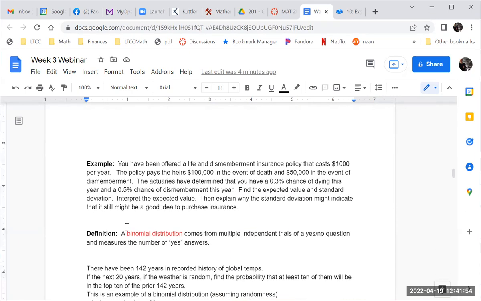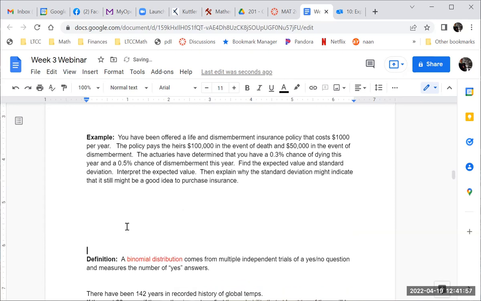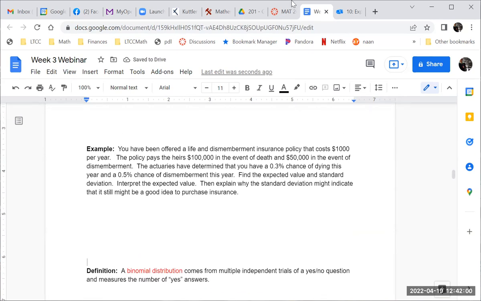I think we have time. I'm going to do this one kind of quickly, though. So you've been offered a life and dismemberment insurance policy. You can think of it in two ways: as the customer, or as an actuary working for the insurance company. It costs $1,000 per year. The policy pays your heirs $100,000 in the event of death. Obviously, you don't make any money if you die because you're dead, but your heirs can. And $50,000 in the event of dismemberment.